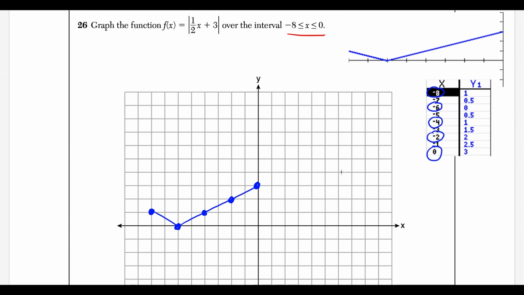If you really want to play this safe, what you could do is label some of these. So this is negative 8, negative 6, negative 4, negative 2, and 0. And then you could just write these values in 1, 2, 3. If you want to copy down the table, that's okay. But once again, this is only 2 points, and this will get you full credit.